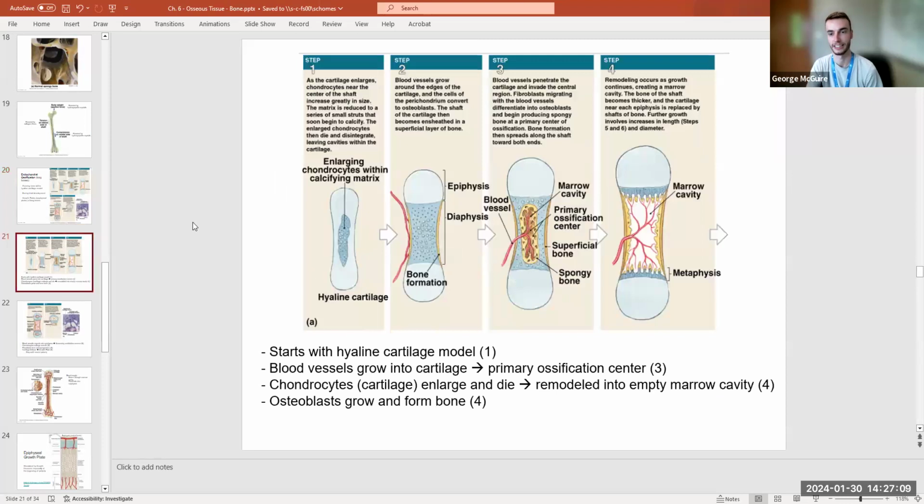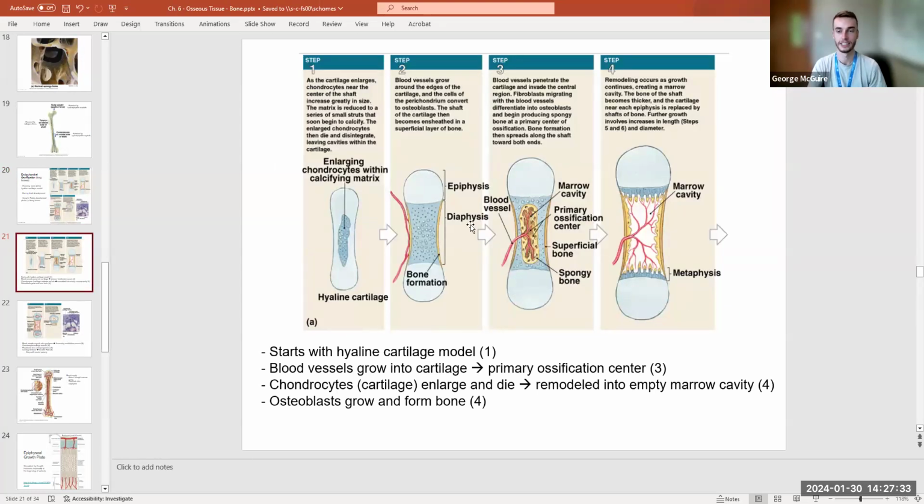So let me actually get to this slide. Okay, so we started with this hyaline cartilage model, giving the basic general shape that this bone will become. Our blood vessels penetrate into the endosteum and will act as the supply for the nutrients, the molecules that we need to then build new cells, and the minerals that we will need to deposit into these hydroxyapatite crystals.